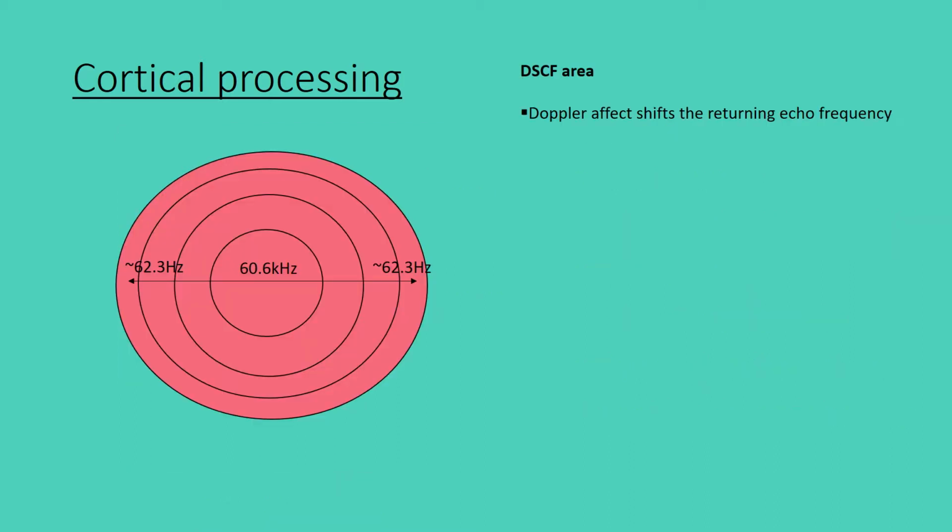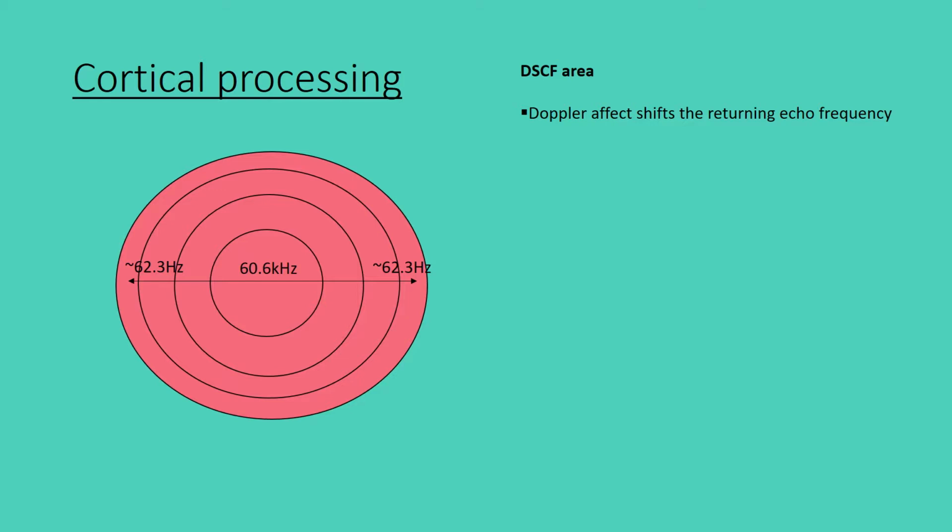As the bat approaches its target, the Doppler shift means that the frequency of the returning echo is shifted, sometimes as much as 1 kHz. This means it would not be detected by the highly tuned neurons due to their narrow tuning curves. Does the bat solve this by having neurons tuned to every possible frequency of the harmonics and fundamental? No, there simply isn't enough room to have that many neurons.